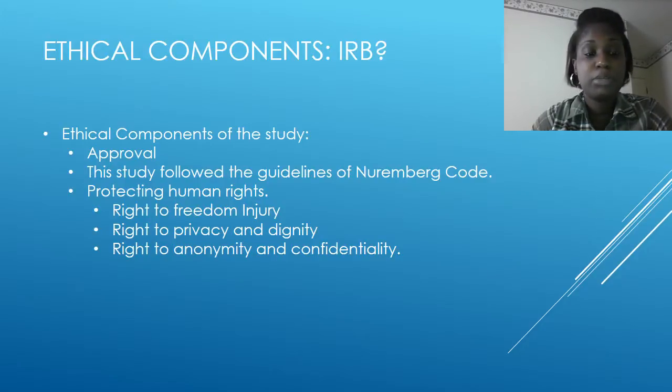I'm just going to list a few of them. One would be that their consent is signed, there's no physical harm to them, and there's prior knowledge done for this study, which was all done for this study. Also, we want to protect all of their human rights, such as freedom from injury, privacy and dignity, and that their name is anonymous and confidential, which was all done as part of this study because we do not know the name of the school or the name of the participant.